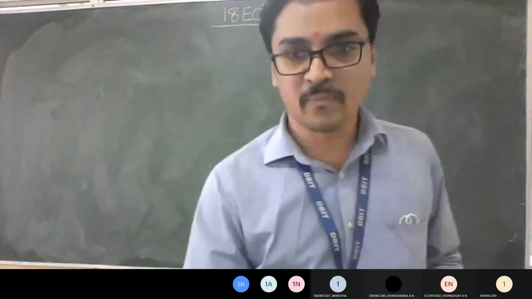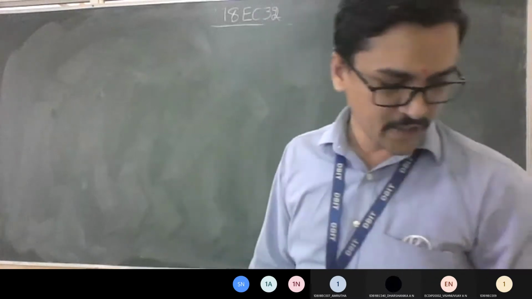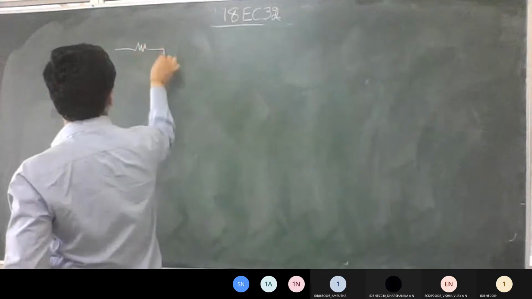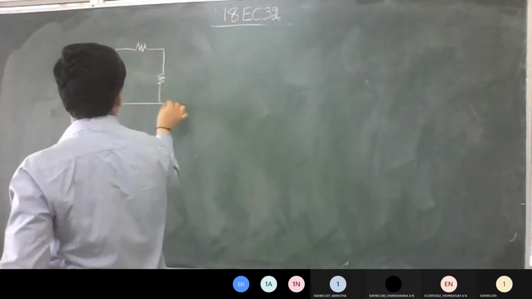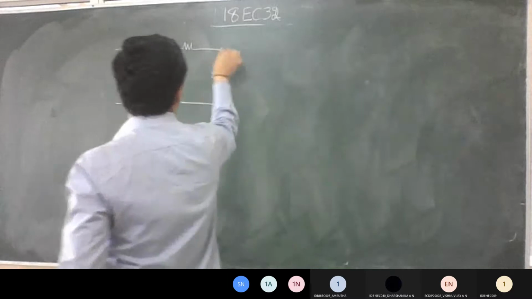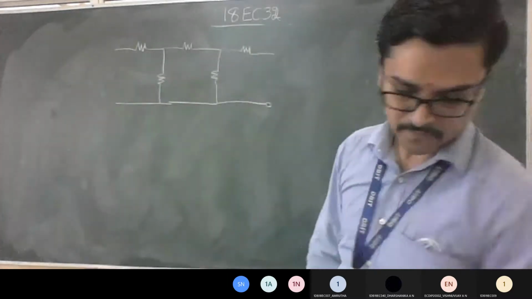So now let me increase the complexity. Instead of giving one mesh, let me give two meshes for you. Obtain the Z parameter for the network shown below.